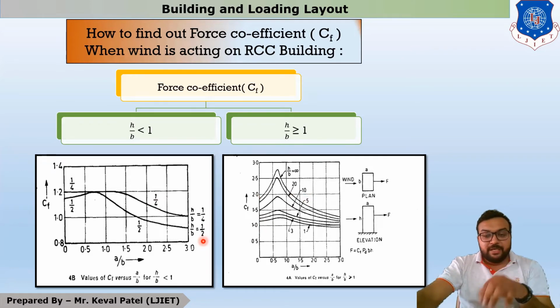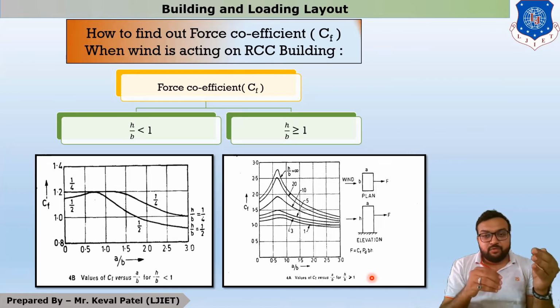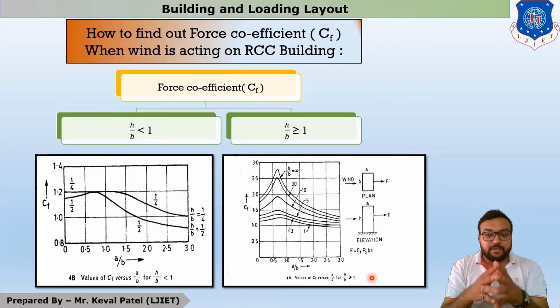Now how to calculate our CF, and at which position we have to refer to figure 4a or 4b. It is clearly mentioned here that the value of CF is versus A by B. So this is CF and this is A by B. For H by B less than 1, this graph is referred, and this graph will be referred when H by B is greater than or equal to 1. Now the doubt is what is H, what is B and what is A.